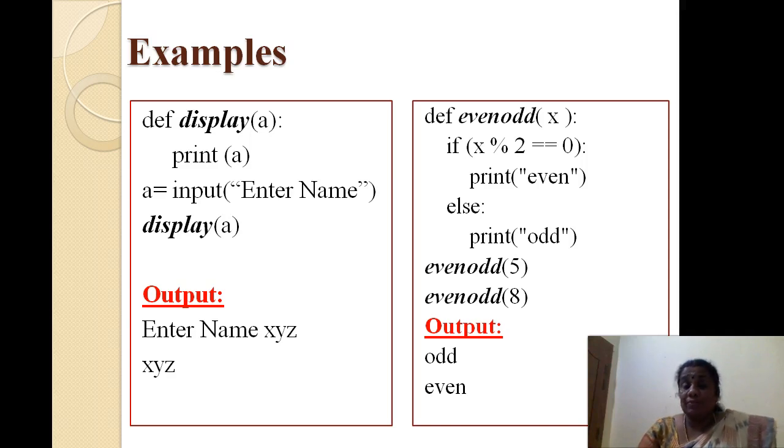We'll see one more example, to find even and odd. As I told you, you can call that function any number of times. So I am calling a function named even odd. I am passing the parameter 5. So 5 will go to the function, and that 5 will be divided by 2. If the remainder is 0, it will print even. If not, it will print odd.